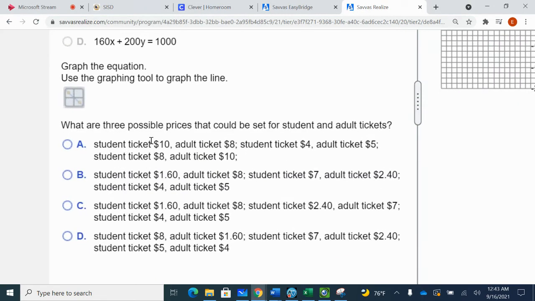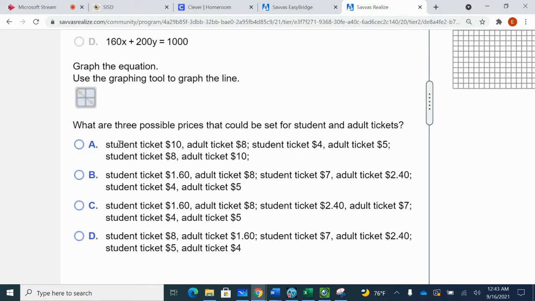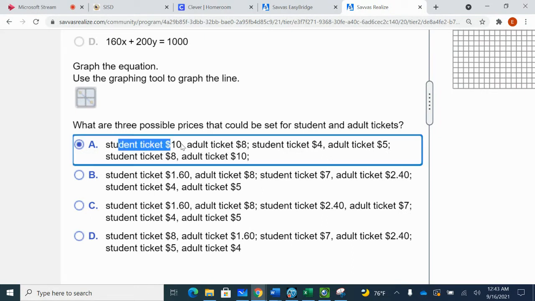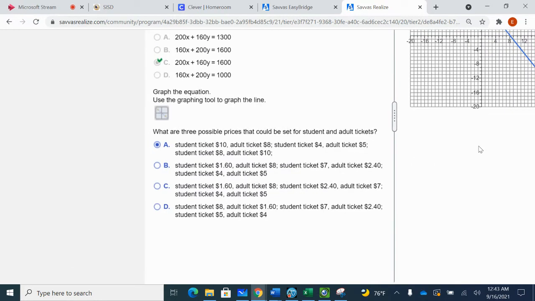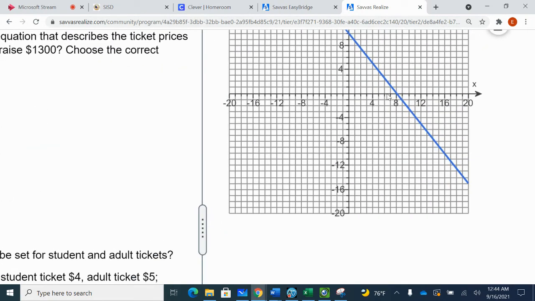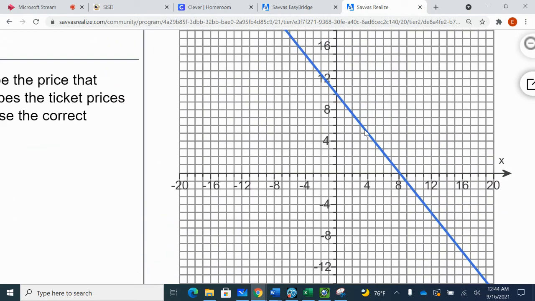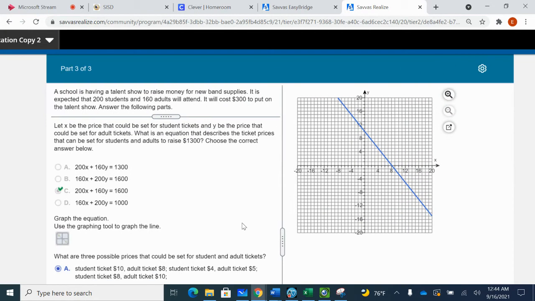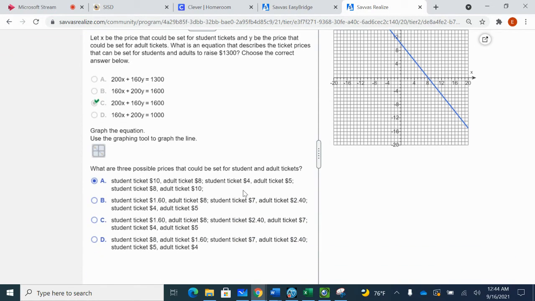So here it is, student tickets, $10. No. Student ticket, $8. All right. So this one, I guess we're going to have to go over here and look. Three possible solutions for our line. Let me see. So here, just figure out the points that are on the line. So we have 4 for students and 6 for adults. Or I'm sorry, it's 7. 4 and 7. 4 for students, 5 for adults.